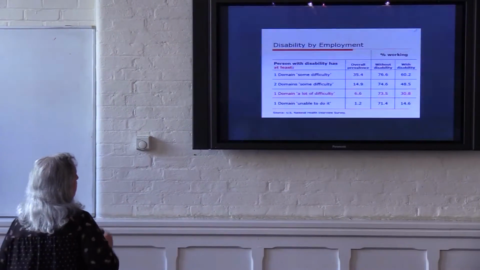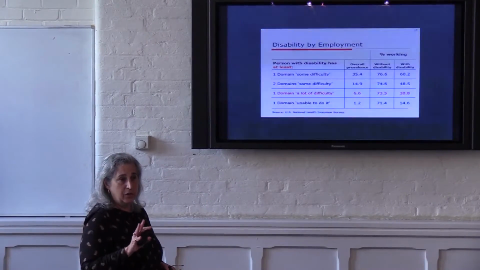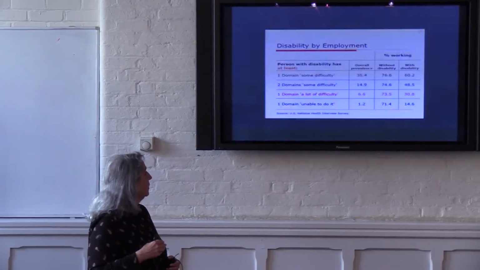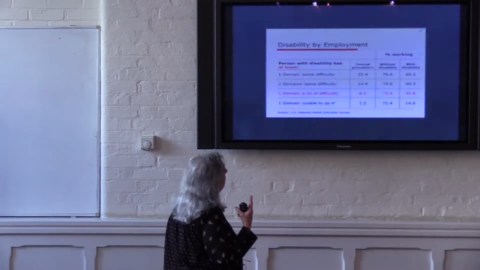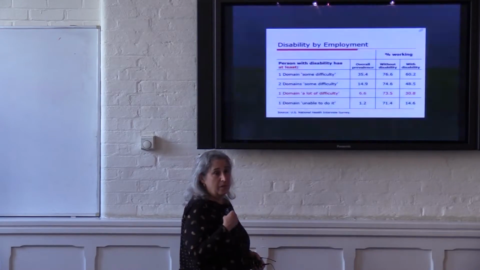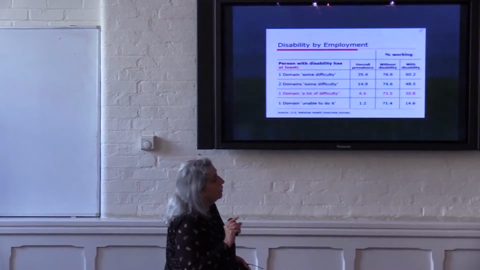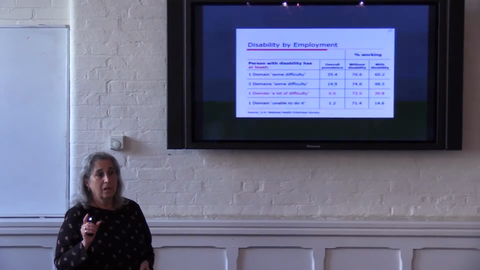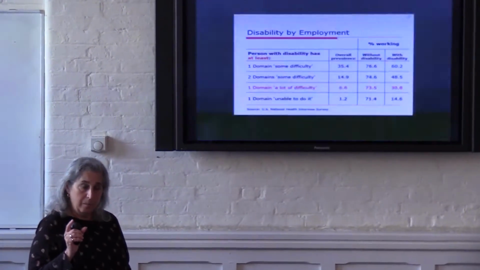And this is an example of what happens when you do the disaggregation based on the different cutoffs. Again, this is US data. These are people of working age, so the prevalences are a little lower. If you look at people who have one domain with at least some difficulty, we're down to about 35%, and this is 18 to 64. The percent working is pretty close. It's 76 versus 60. There's still a difference between the ones without a disability and with, but it's not that different.